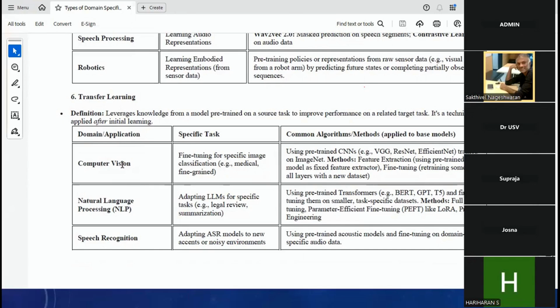Sir, can you please share these notes? Yeah, I will share it. I will share it to the RCHUB Academy so that you can get all these details from them. Whatever I am presenting, I will send it to them so that you can get it from the website, right?